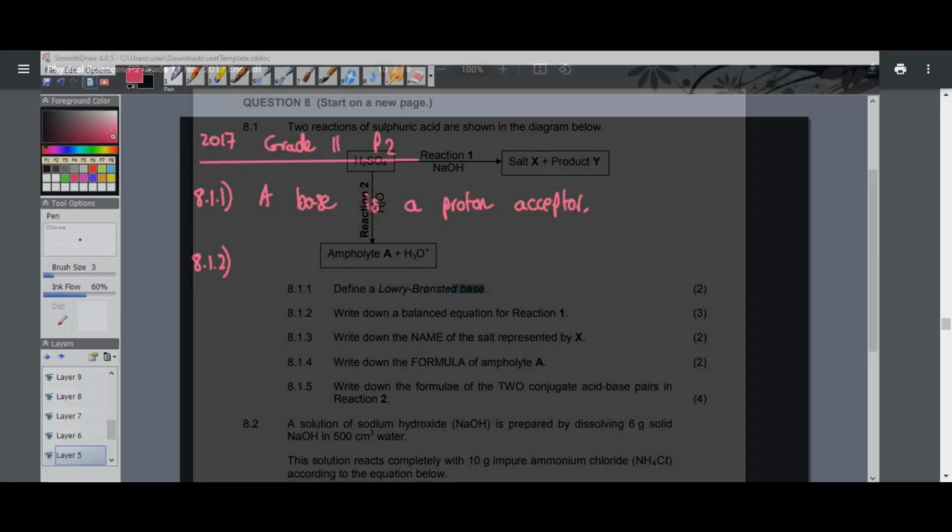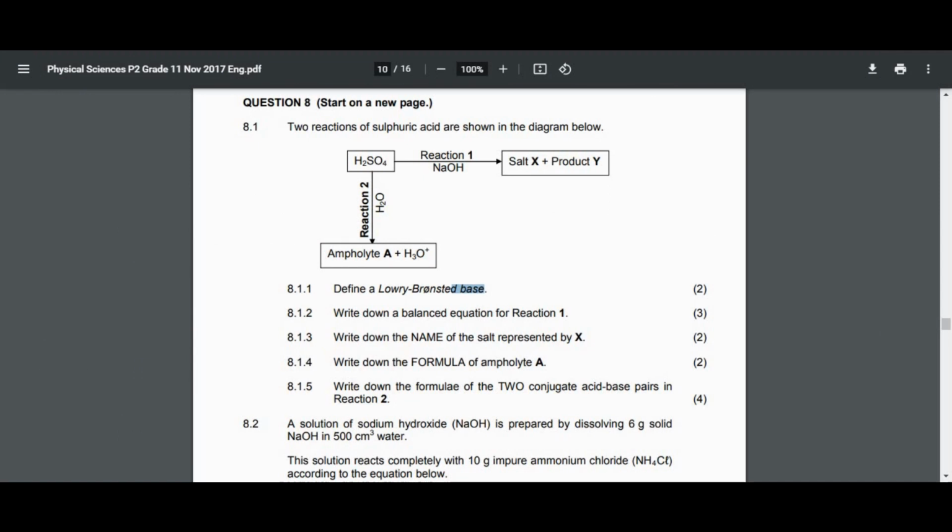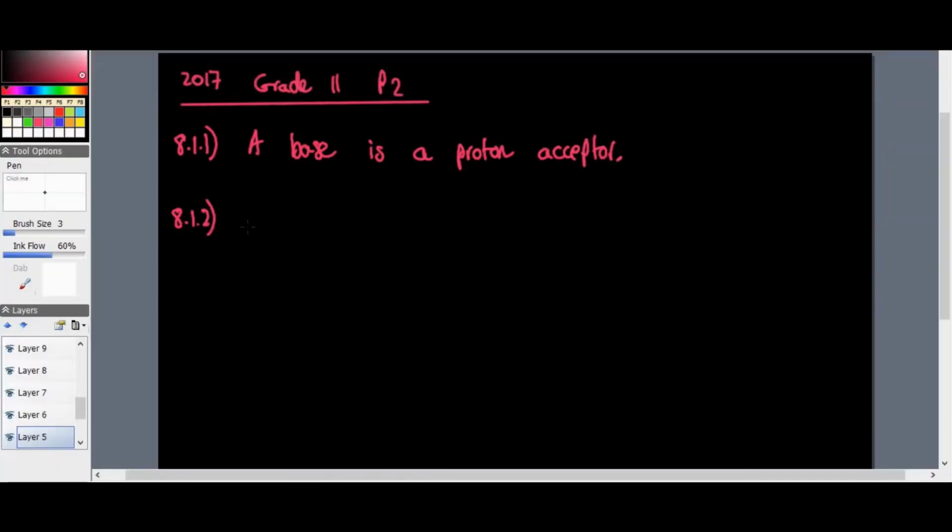And 8.1.2, let's go into the next one. It says write down a balanced equation for reaction 1. That's not that difficult, so we can start out with what we know. H2SO4 in aqueous solution plus NaOH in aqueous solution, and a nice little straight arrow. This is just a normal reaction, so it's a salt.